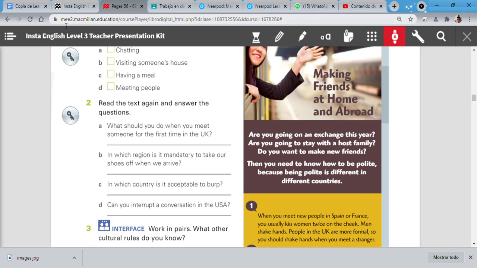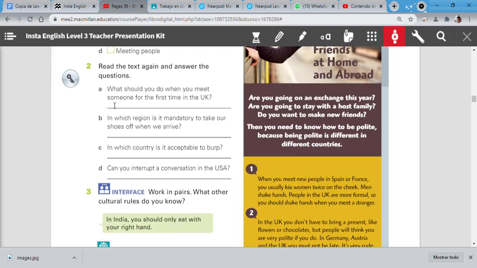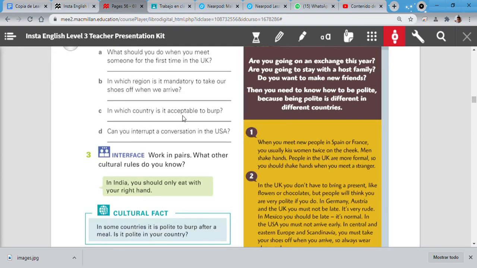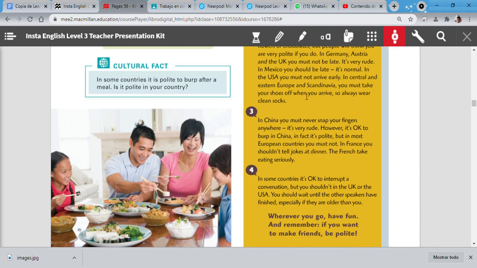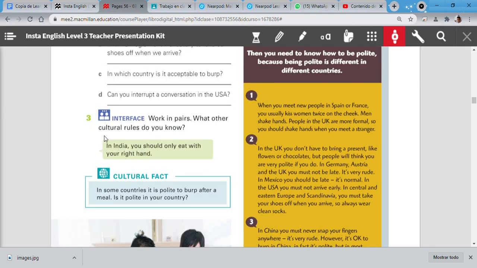Now, we have activity number 2. Read the text again and answer the questions. Here I have A, B, C, D. What should you do when you meet someone for the first time in the UK? Letter B. In which region is it mandatory to take our shoes off when we arrive? C. In which country is it acceptable to burp? D. Can you interrupt a conversation in the US? Okay, class, those answers you are going to show me in class. So try to get ready for this activity.